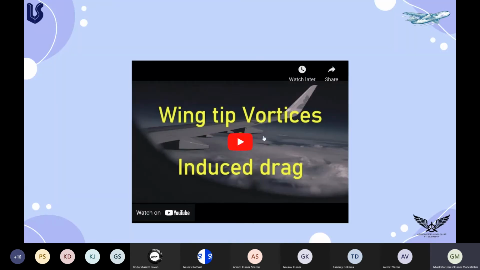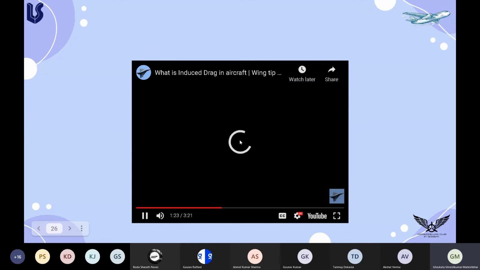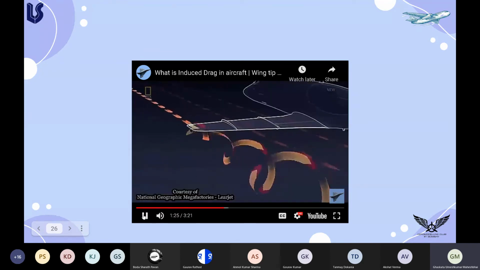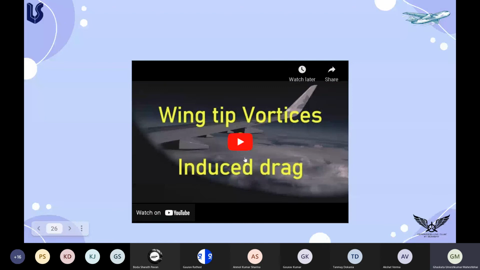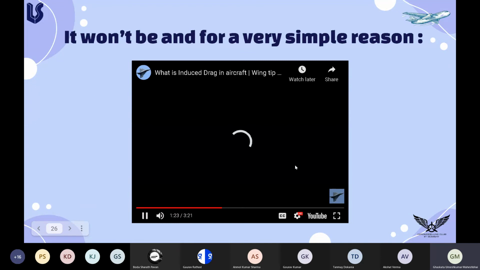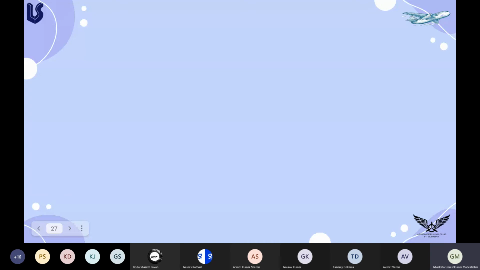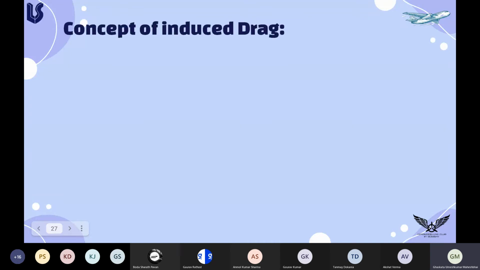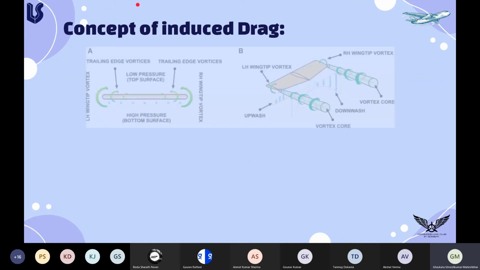So this is how the tip vortices look for a finite wing. As you can see, the vortices look something like that. Now we are going to the concept of induced drag. Now how are these vortices created?